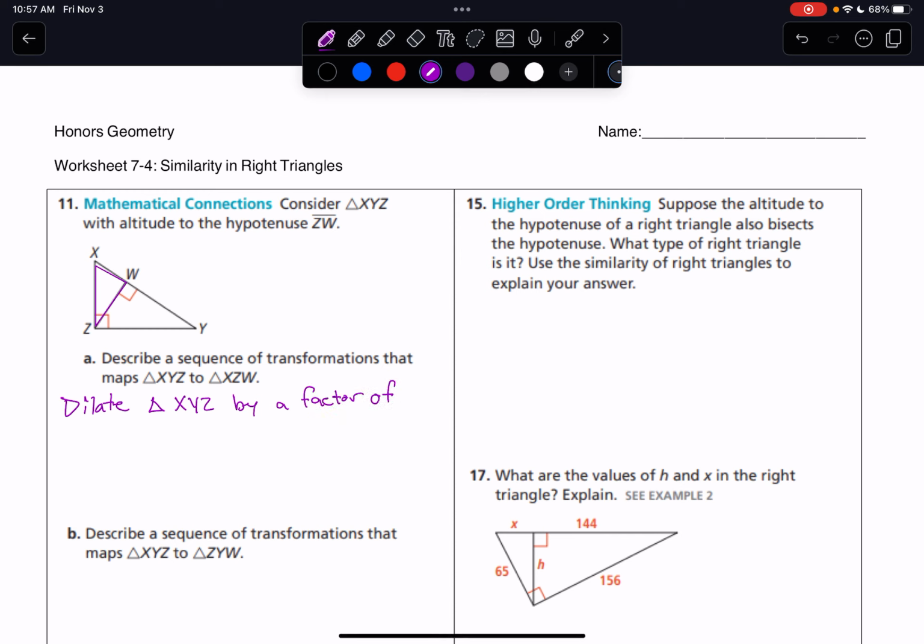Then now that we have the small triangle and it's going to be little and right here, we're going to need to reflect it and rotate it so that it lines up with triangle XWZ. So we can say reflect and rotate. So XZ, we'll just pick one of the sides. So the long side XZ lines up with the other long side with, in this case, X prime, Y prime.